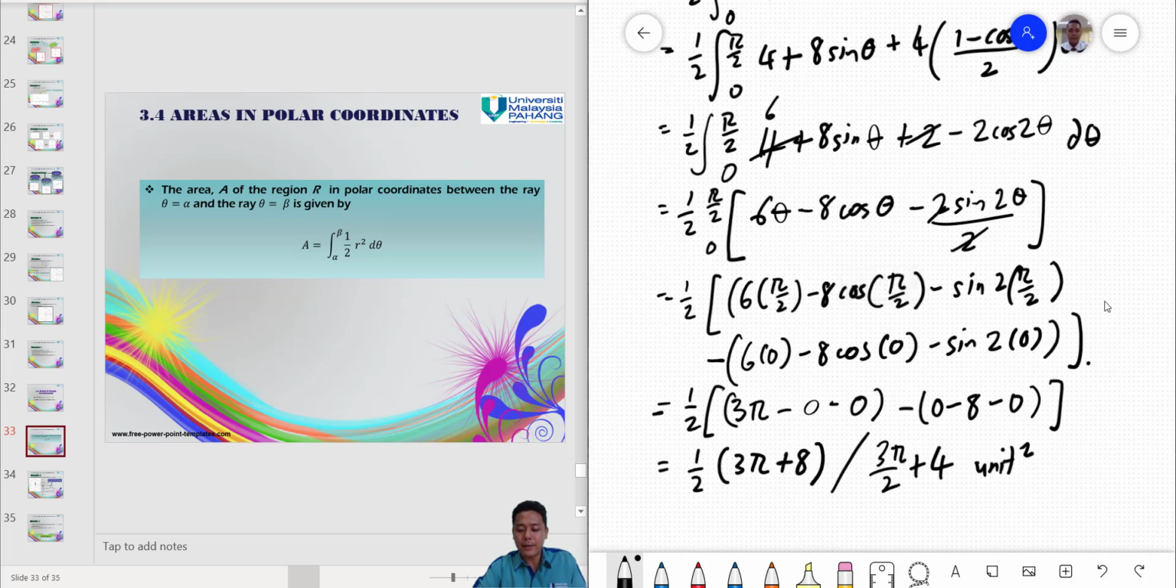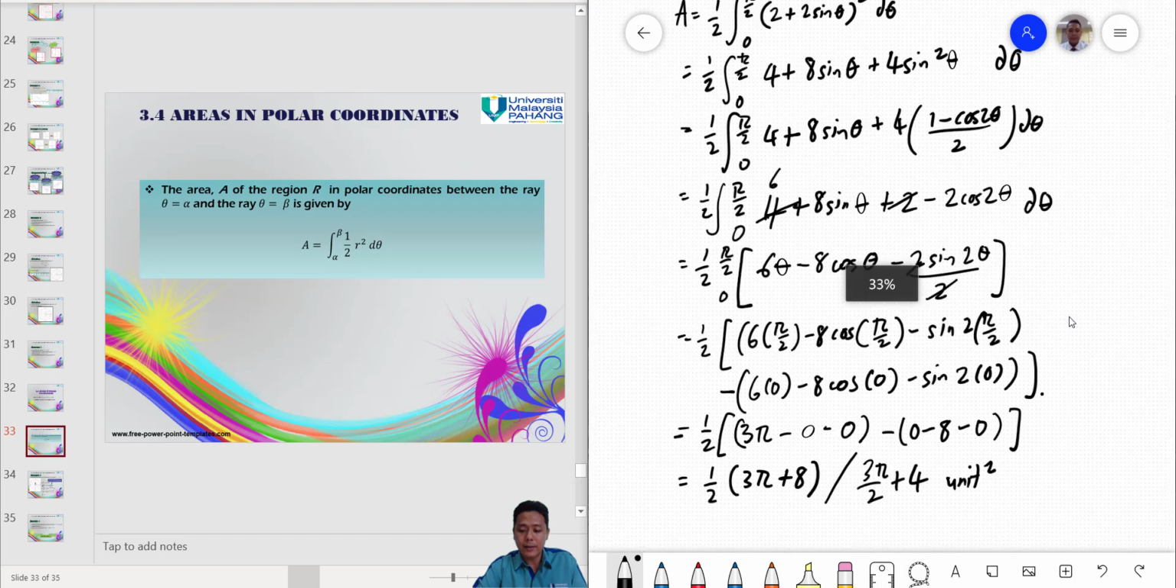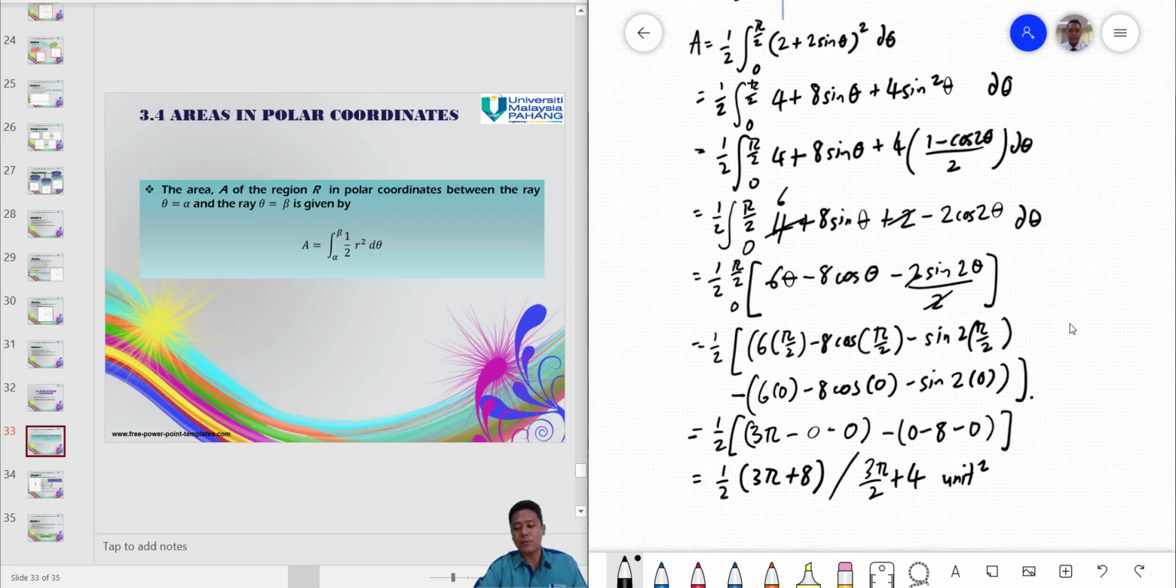Let's retrace back our steps. Starting from the first one, this should be your full solution to find the area of cardioid 2 plus 2 sine theta for the first quadrant. You might try to find for another quadrant. As you can see, for the third and the fourth quadrant, the area is much smaller. You can try to find those with the given alpha and beta, which is different according to the quadrants.